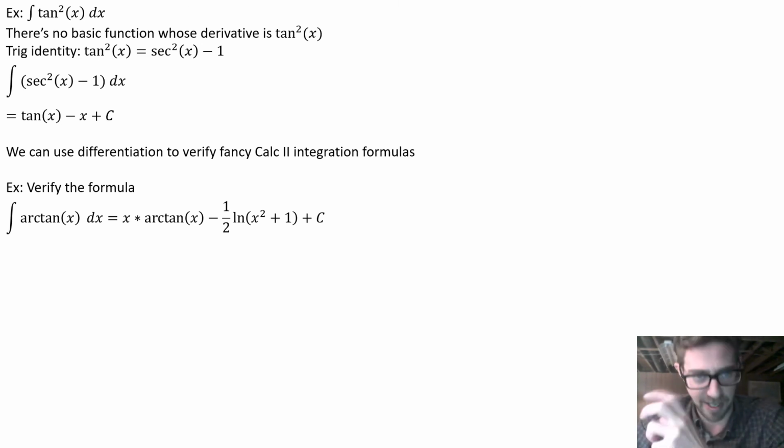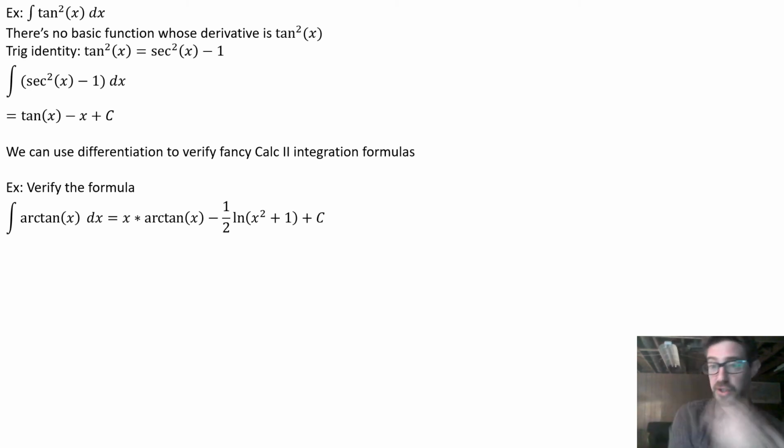But that's Calc 2. So when I say verify the formula, I'm just asking you to convince me that the derivative of that thing on the right-hand side is just arctangent. I know it doesn't look right, but it is. Check that the derivative of x times arctangent of x minus 1/2 natural log of x squared plus 1 plus c is just arctan. And so that's what I mean by verify. Don't do the integration. Just do the differentiation and see that it simplifies. It does. Here we go.